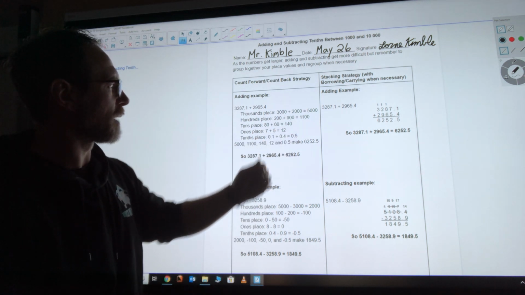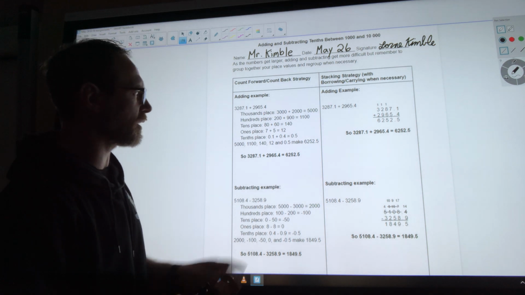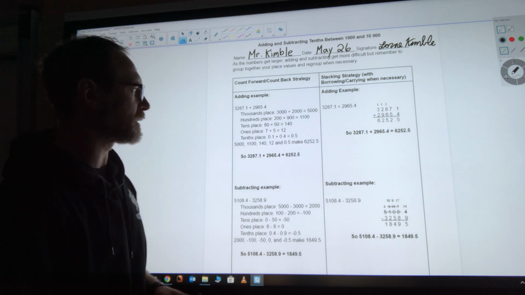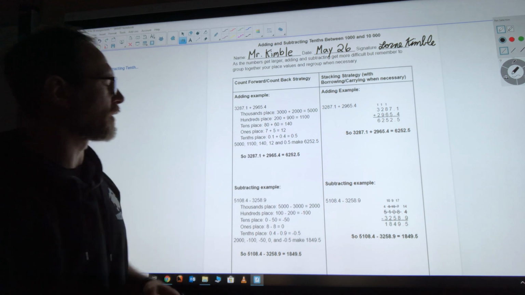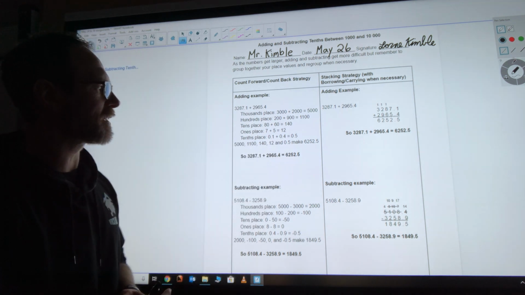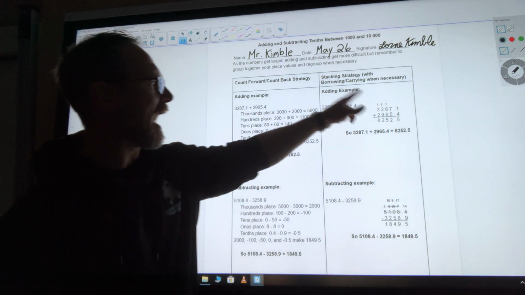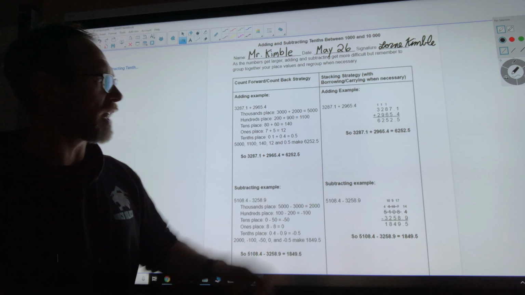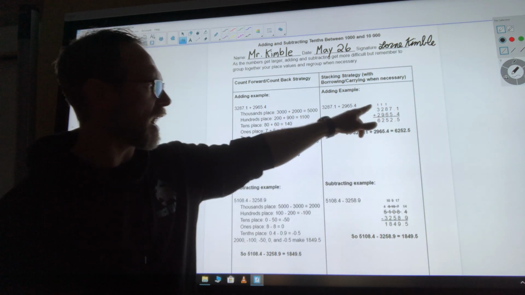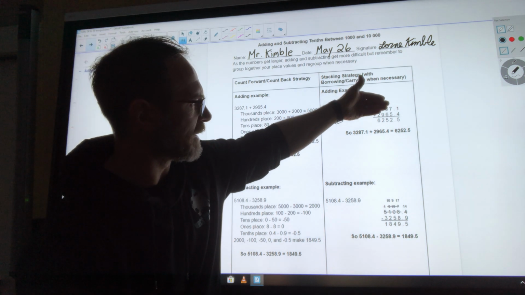Now, if I put those numbers together, I have 5,000 and 1,100, which is 6,100, plus another 140, which would be 6,240, plus another 12, which would be 6,252, plus a half, 6,252.5. If I'm adding those using the stacking strategy, you can see I need to make sure I line up my place values. And I would start over here in the tenths place.